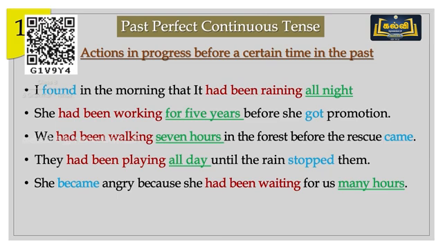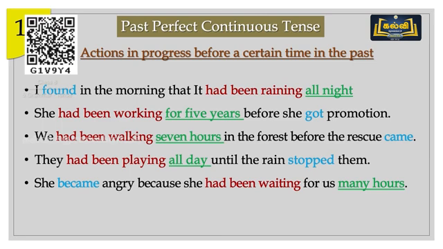And next one, past perfect continuous tense. Now we are going to look at the difference between past perfect continuous tense and past continuous tense. Actions in progress before a certain time in the past. For example, I found in the morning that it had been raining all night. So when you open the window and look outside, it was raining all day. Since it was a continuous action for a certain period of time, you predict that it rained the whole night. You express it like, I found in the morning that it had been raining all night.